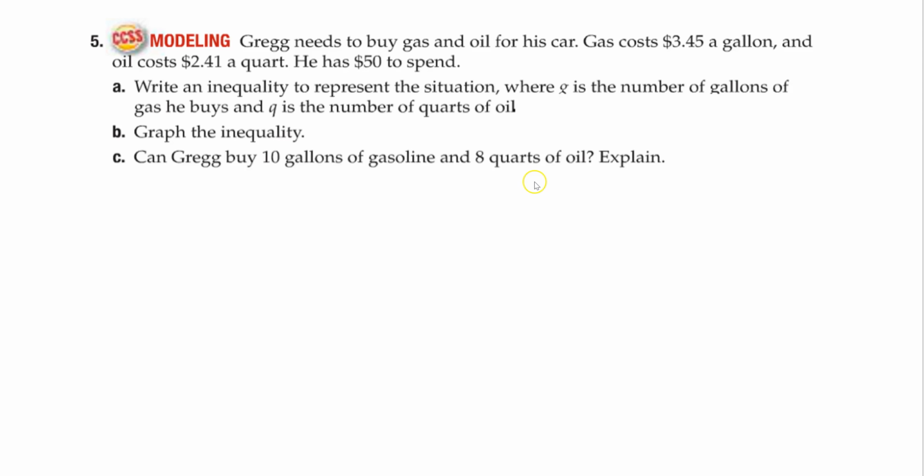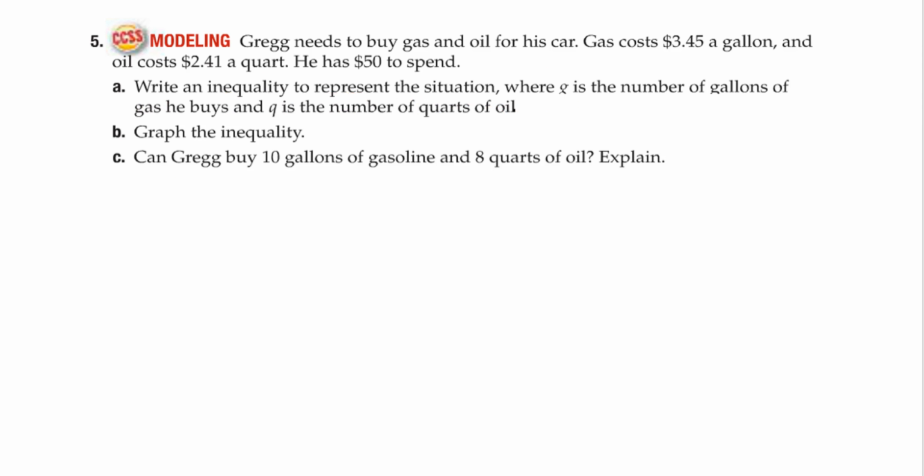Ooh, an application problem. Greg needs to buy gas and oil for his car. Gas costs $3.45 a gallon, and oil costs $2.41 a quart. He has $50 to spend. Write an inequality for this situation where G is the number of gallons of gas he buys, and Q is the number of quarts of oil.